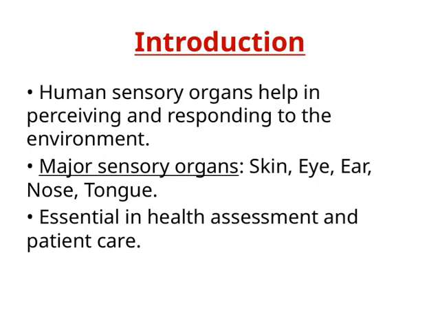Let's talk about how our human sensory organs play a crucial role in helping us perceive and respond to our environment. These organs are essential because they allow us to gather information from the world around us and react accordingly. The major sensory organs include the skin, which detects touch, temperature, and pain, the eyes for sight, the ears for hearing and balance, the nose, which is responsible for smell, and the tongue for taste.